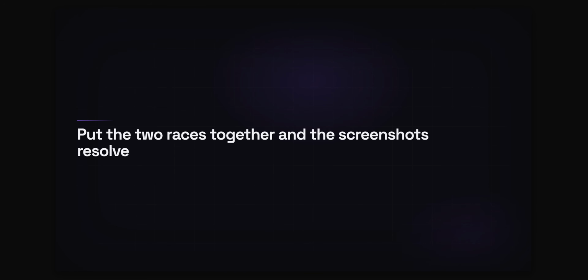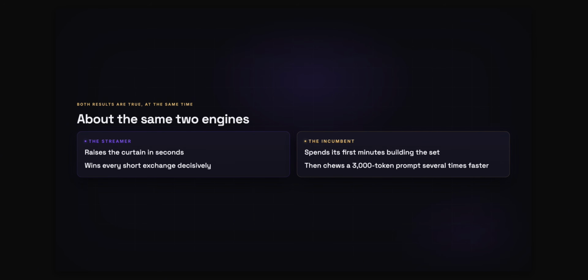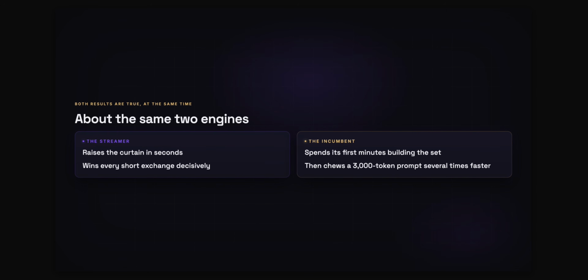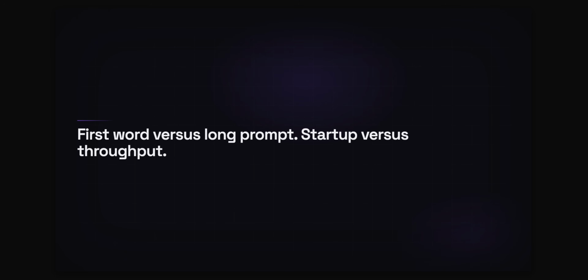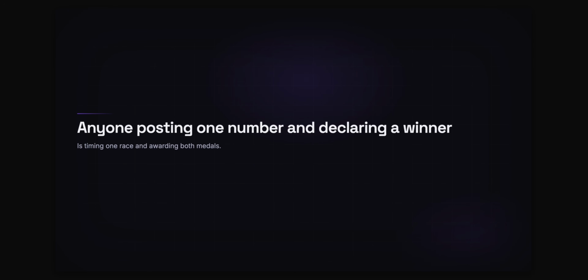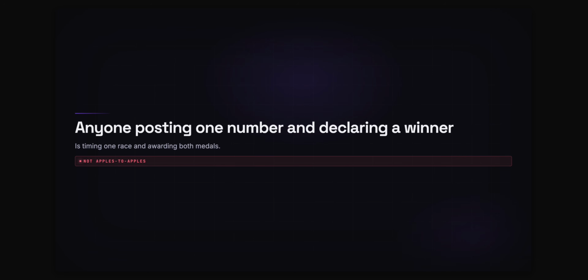Put the 2 races together, and the contradictory screenshots resolve. An engine can raise the curtain in seconds and win every short exchange decisively, and the other can spend its first minutes silently building the set, then chew through a 3,000 token prompt several times faster. First word versus long prompt. Startup versus throughput. Both results are true at the same time about the same 2 engines. Anyone posting one number and declaring a winner is timing one race and awarding both medals.